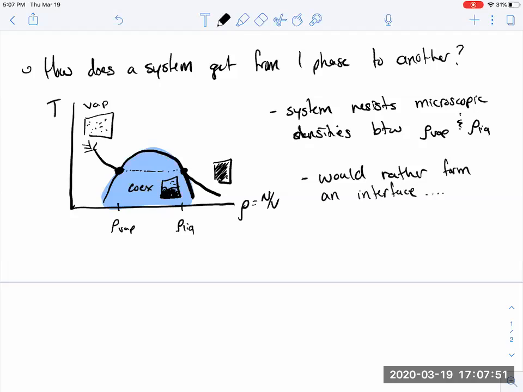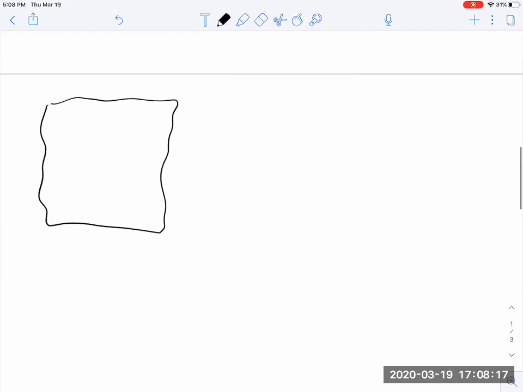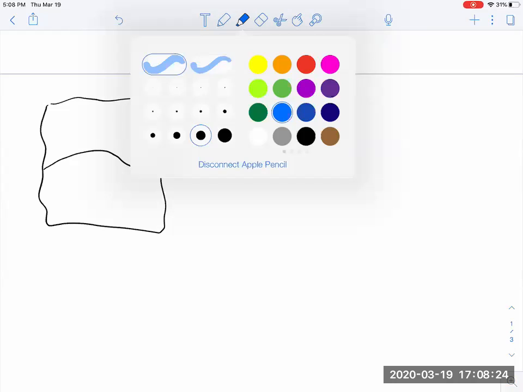Now, that interface is going to come at a thermodynamic cost. So let's explore why that must be the case. If I was going to imagine zooming into that region of coexistence where I have an interface, what color should our molecules be? Let's say that they're orange.